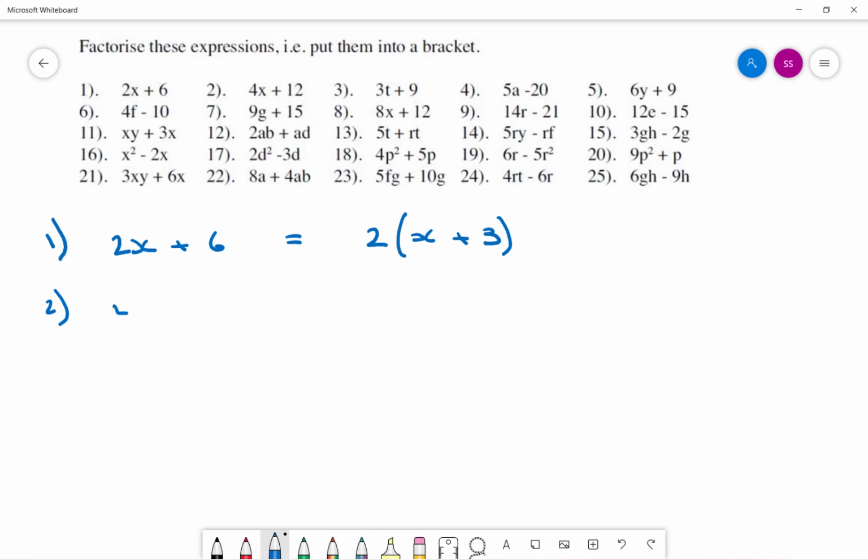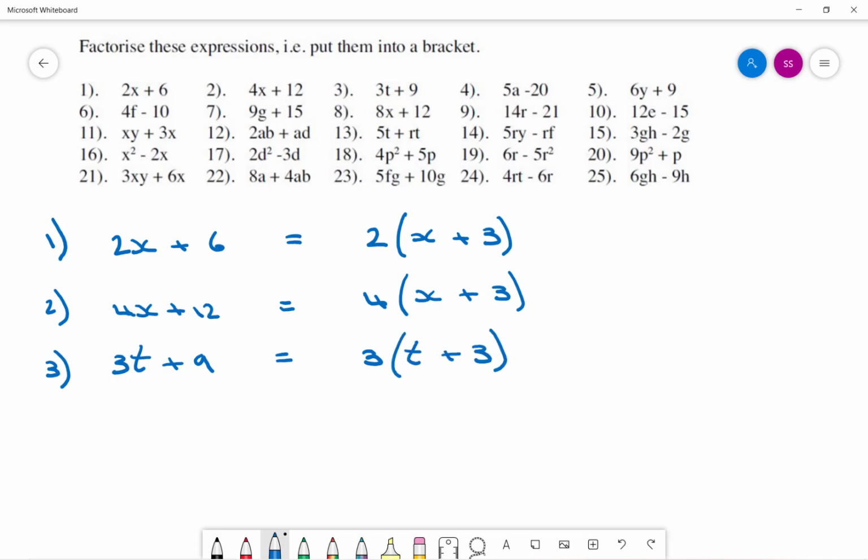For question 2, 4x plus 12. Our common factor again in the 4 and the 12 is going to be 4. 4x divided by 4 leaves me x. 12 divided by 4 leaves me with 3. So there's our answer for number 2. For question 3, 3t plus 9. Our common factor here is going to be 3. 3t divided by 3 leaves me with just t, and 9 divided by 3 leaves me with 3. So 3, open bracket, t plus 3 is the answer to number 3.